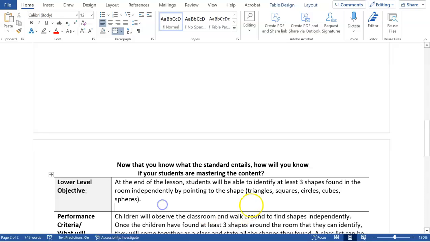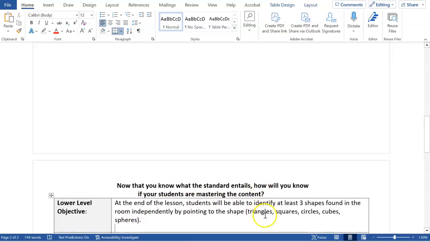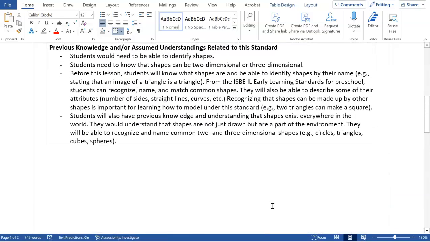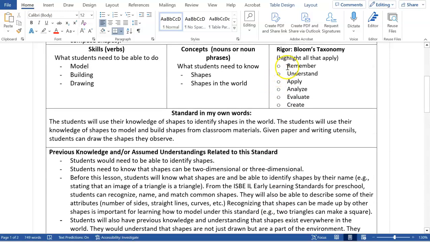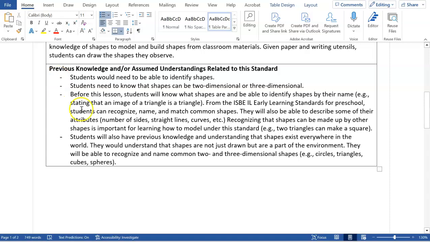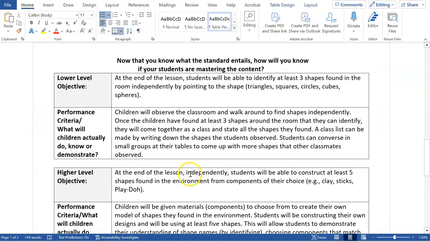The shapes that they're going to be able to point to are triangles, squares, circles, cubes, and spheres. So students being able to identify shapes, they're only having to recall and point to those shapes, would probably just be at the remember level of Bloom's. Then we'll come back to this assumed knowledge in a few seconds.